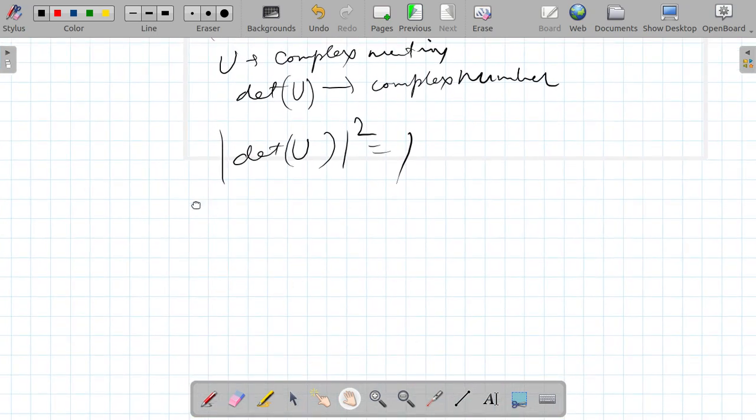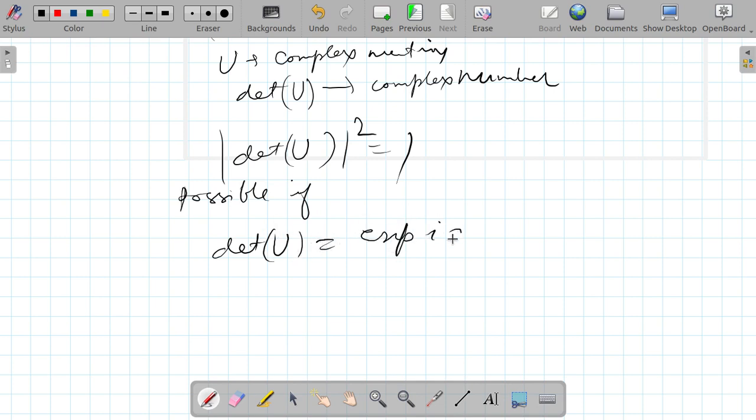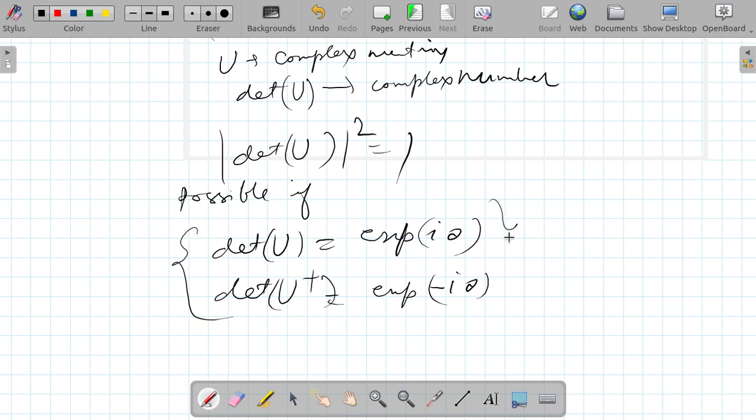This is possible if and only if determinant of U can be expressed in the form of exponential of iota theta, and determinant of U dagger can be written as exponential of minus iota theta. So this is possible if and only if I can express it in this form, right? This is another very important property of a unitary matrix.